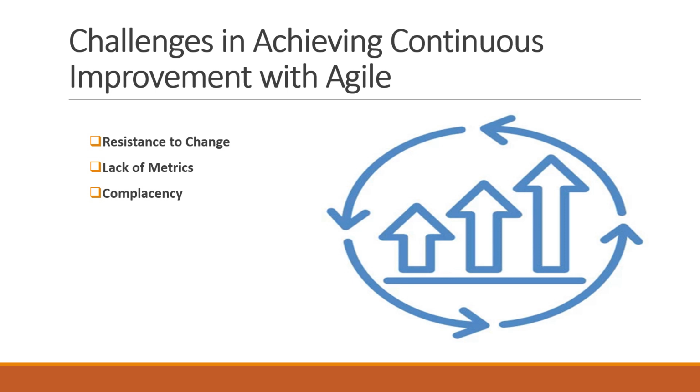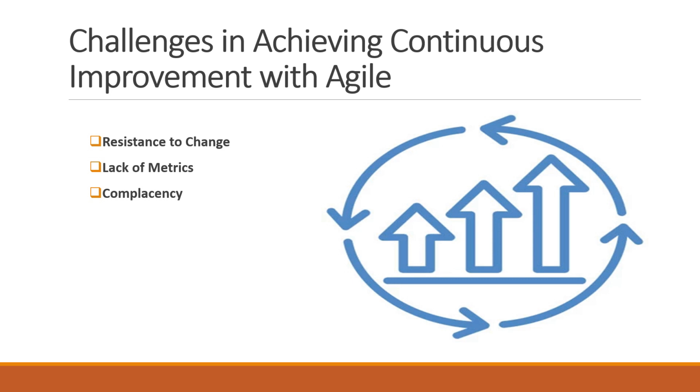Challenges in achieving continuous improvement with Agile. The first challenge is resistance to change. Humans are often resistant to change. Adopting Agile and embedding a culture of continuous improvement can be challenging and requires commitment from all levels of an organization. The second challenge is lack of metrics.